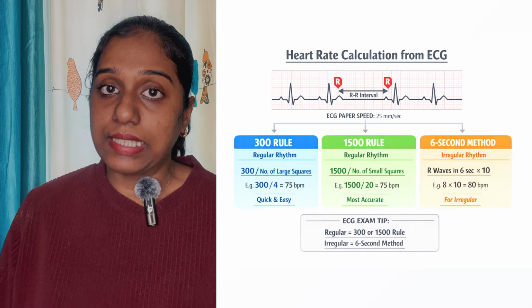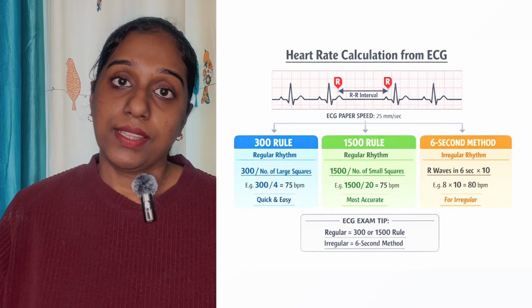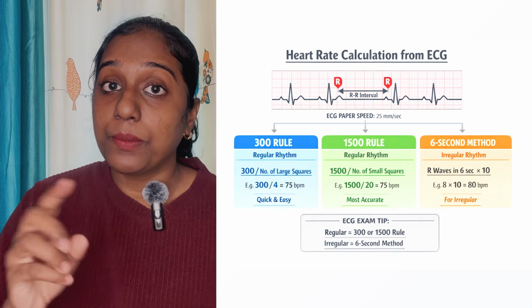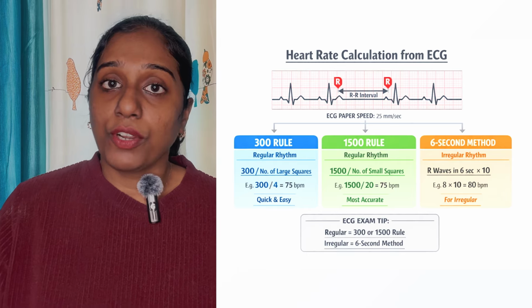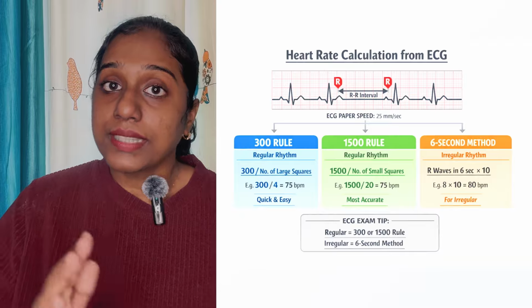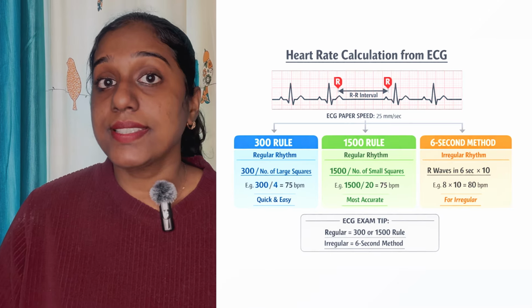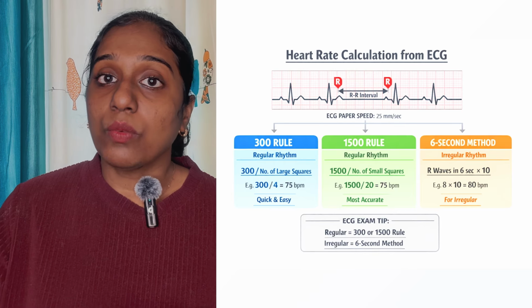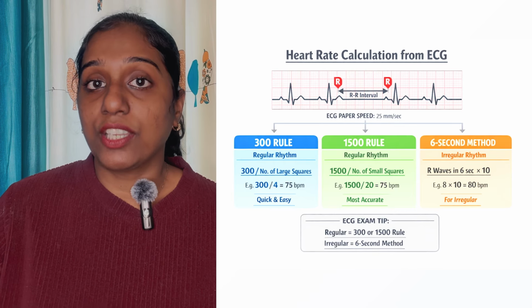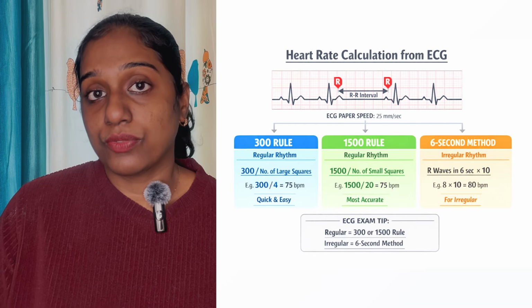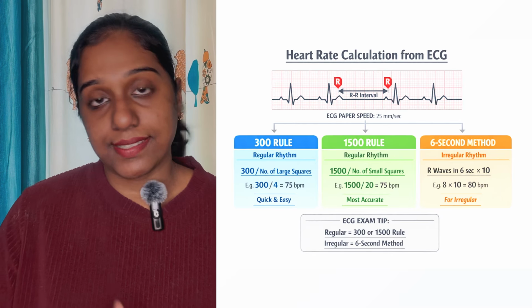Coming to the heart rate, if the rhythm is regular, then we can apply the 300 rule. The 300 rule means you have to count the number of large squares between two R waves. For example, if it is 4, then you do 300 divided by 4. That is 75 beats per minute. This is the 300 rule, and it is one of the easiest methods which we can use at the bedside, and it can be used during exams, etc.